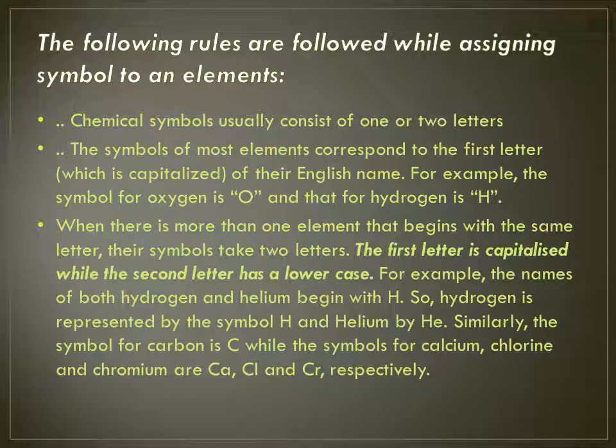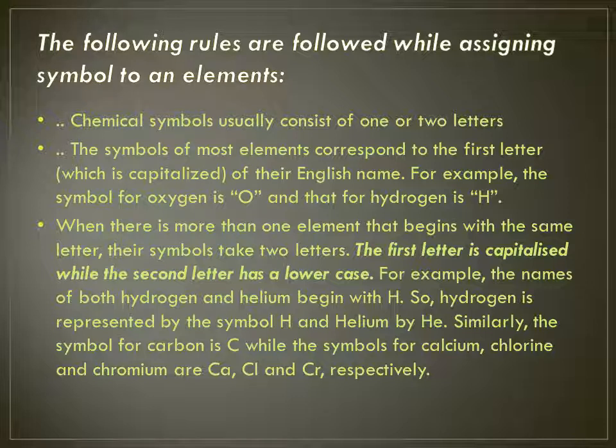The following rules are followed while assigning a symbol to an element. Chemical symbols usually consist of one or two letters. The symbol of most elements corresponds to the first letter, which is capitalized, of their English name. For example, the symbol for oxygen is O and that for hydrogen is H. When there is more than one element that begins with the same letter, the symbols take two letters. The first letter is capitalized while the second letter is lowercase.